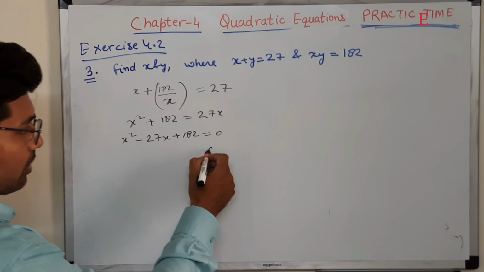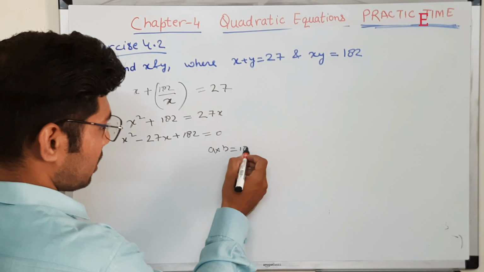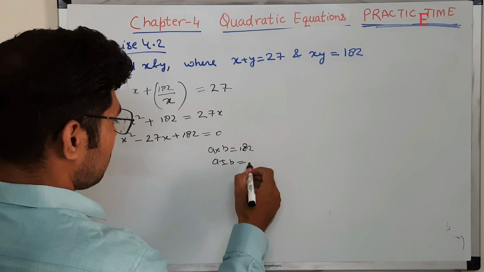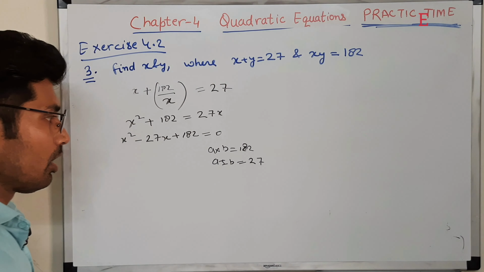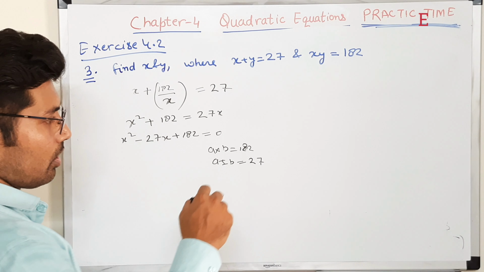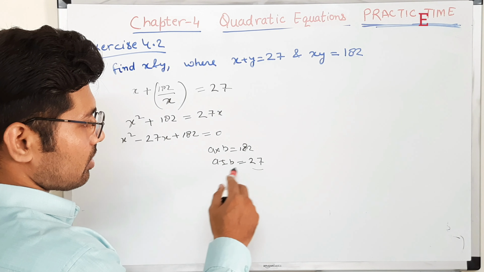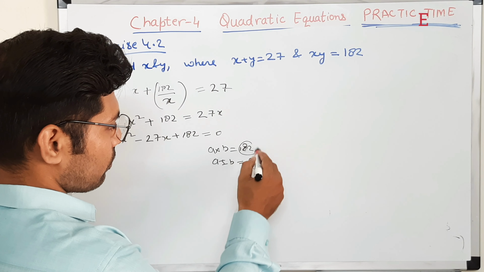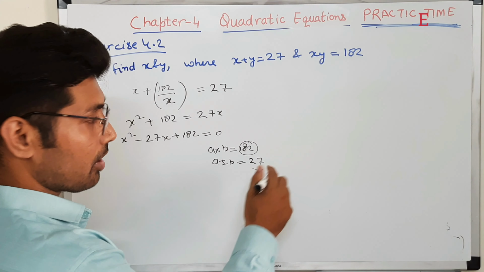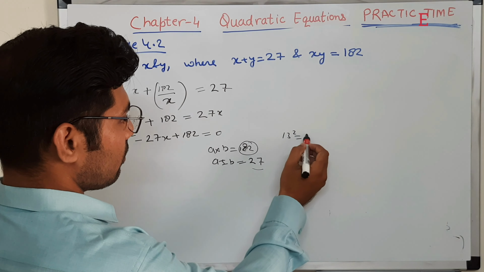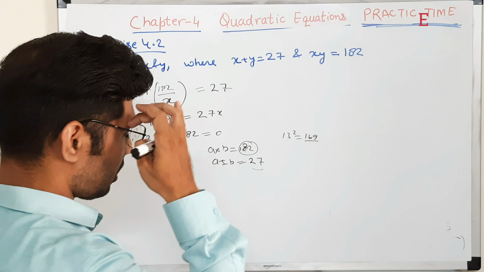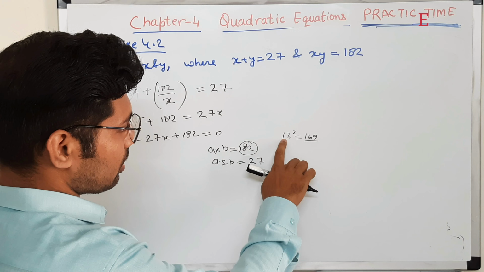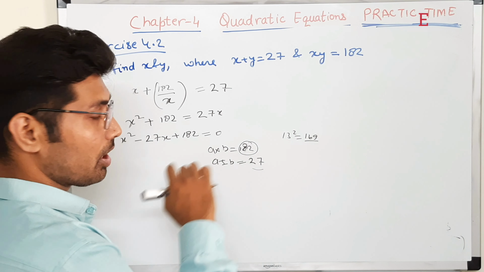Now we need to take two numbers whose product is 182 and whose sum or subtraction will be 27. Okay, now see, 27, right? Some such two numbers. Let's take the square of 13. Let's take the middle term. 13 square is 169. Okay, so we need to multiply 13 with some other number to get 182.